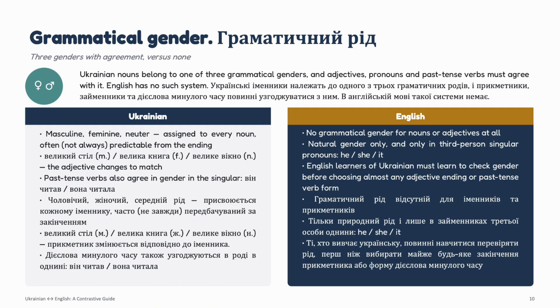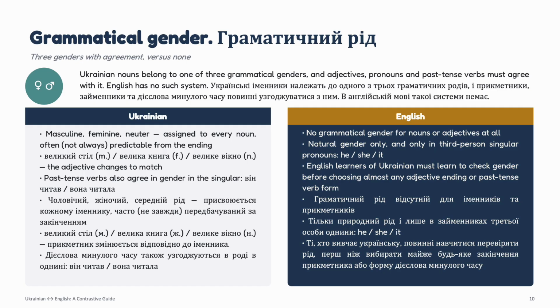Even past tense verbs agree in gender in the singular, because it's different for female and male in the past. For example, here it's written він читав versus вона читала. Він is he, and here we can see читав, and вона читала is she, and it has a completely different ending.